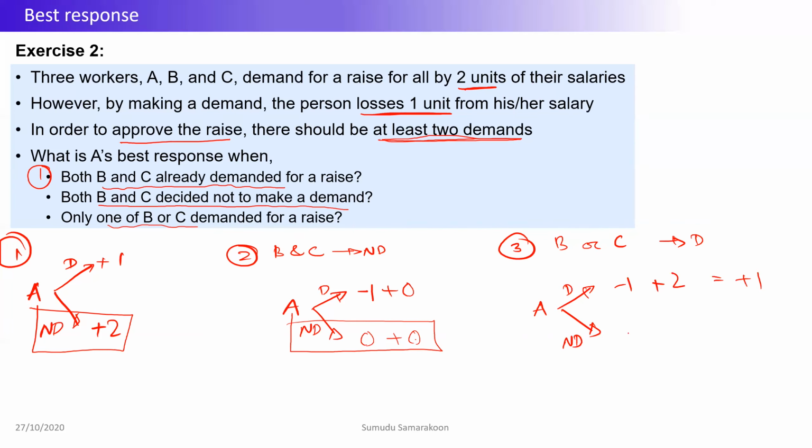If he is not going to make a demand, he is not going to lose anything, and there will be no raise for everybody. He is going to end up with no change. So in this case, the best response will be making a demand. So you can see, depending on other players' choices, the best response changes, right?